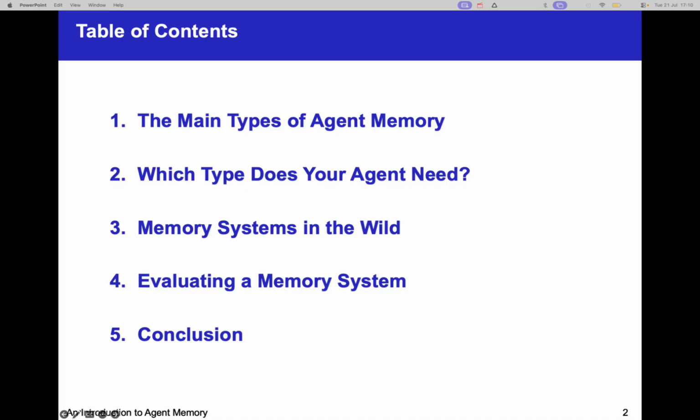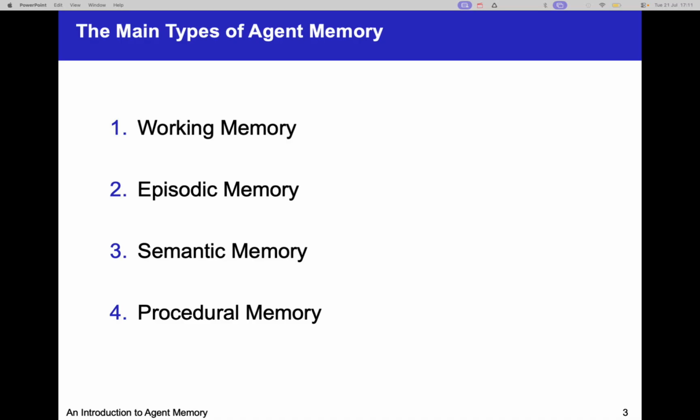But it's useful to understand the basic principles of memory systems, so you can evaluate them yourself after the session, understand when to use which one, and also how to build one yourself. We're going to go over the main types of agent memory, what types your agent actually needs, some memory systems that exist out there, have a look at them, and talk about evaluating them.